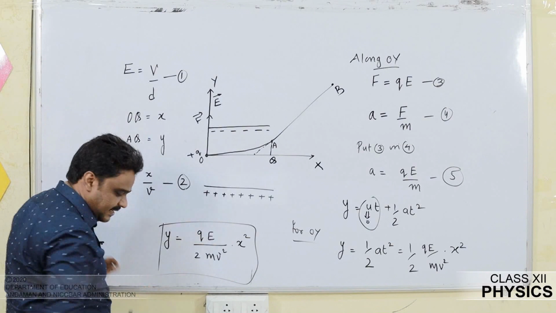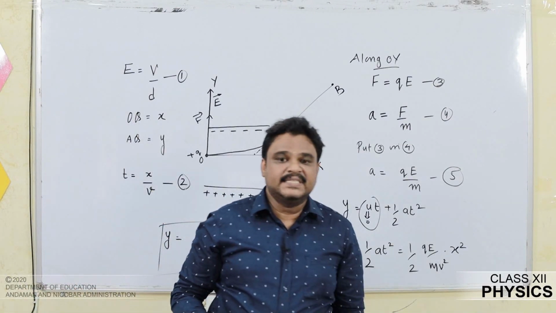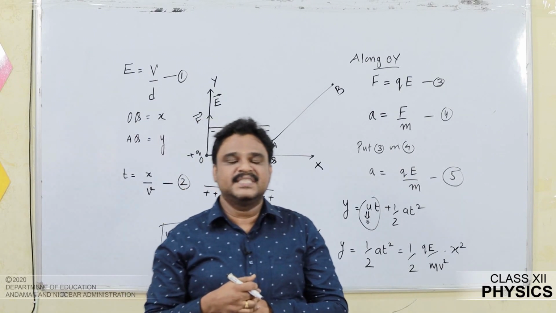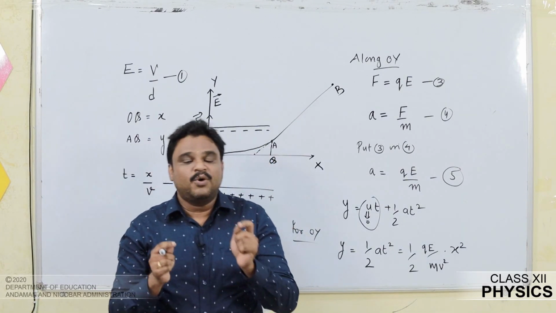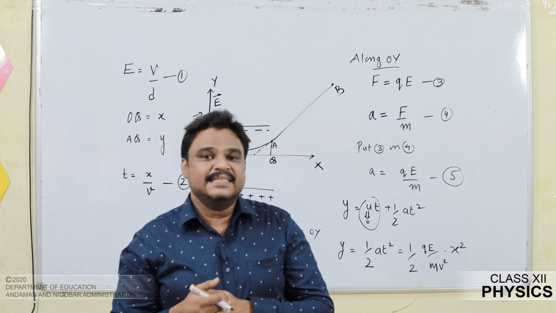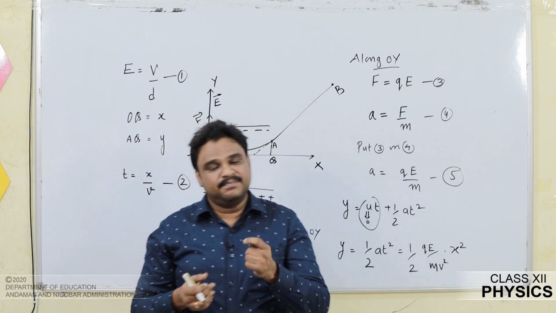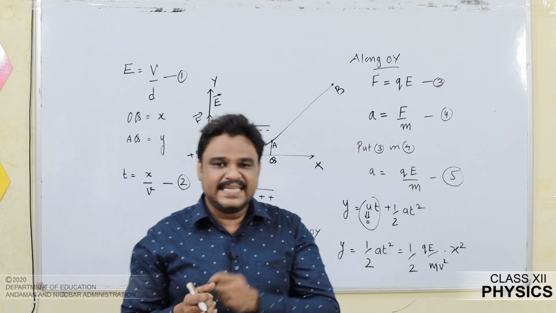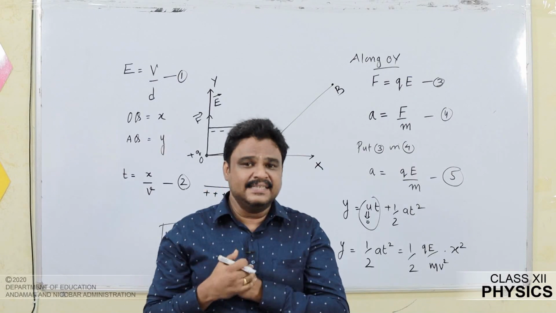So I think you can clearly guess this type of equation represents the equation of a parabola. So what type of path does a charged particle experience when it enters an electric field? It follows a parabolic path. That is our conclusion.